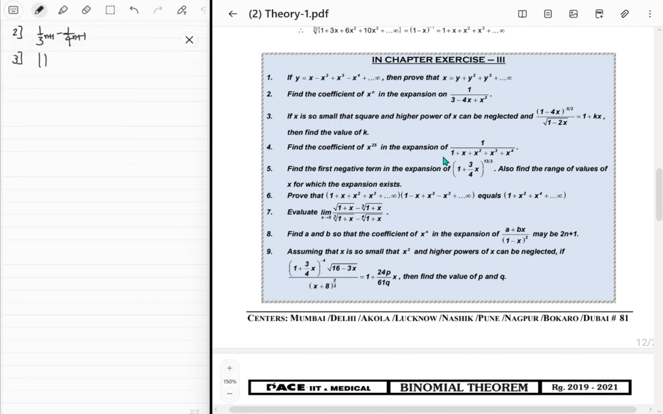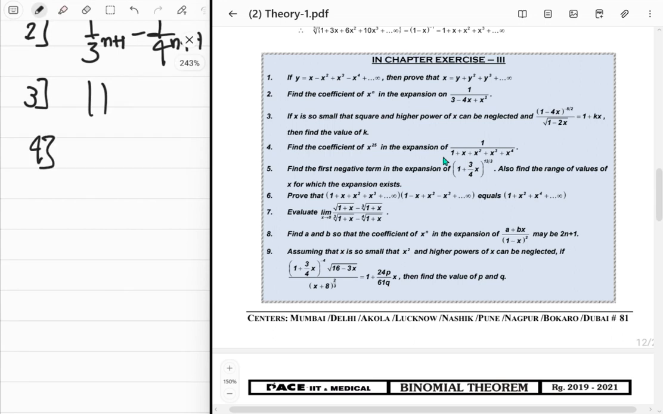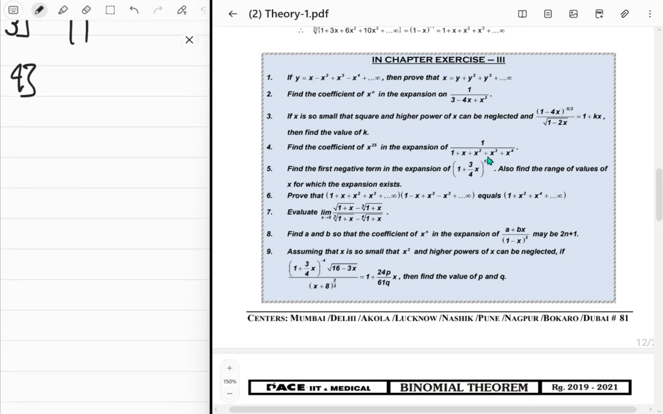Fourth question. Find the coefficient of x power 25 in the expansion of this. Oh, wow. I think I have encountered one such question before. But it was not in binomial, it was in combinatorics. But anyway, this is also doable. So just multiply by 1 minus x on numerator and denominator. So you just get 1 minus x upon 1 minus x power 5.